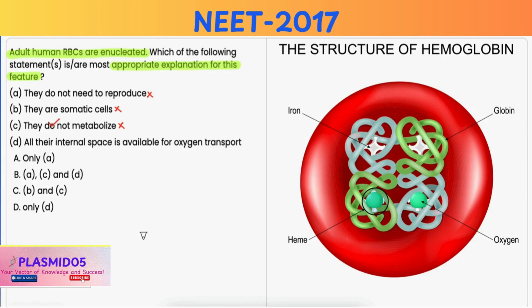Option D, all their internal space is available for oxygen transport. Now, the enucleation of RBCs really provides more space for hemoglobin. So, it is very essential. This adaptation is essential because it enhances the oxygen carrying capacity of RBCs. So, it is the most appropriate explanation. Thus, it is the correct answer.